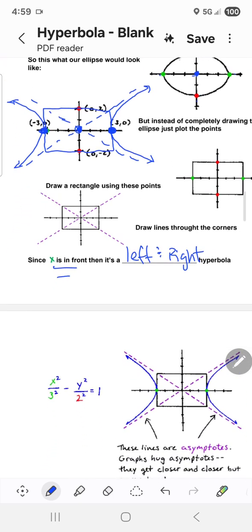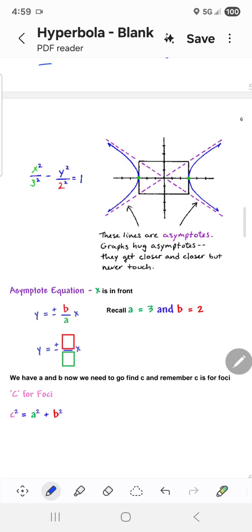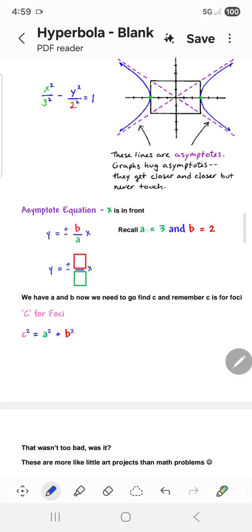One other thing is we want to talk about the equations of those asymptotes. These are asymptotes. Graphs hug asymptotes. They get really, really close, but they don't touch them. When x is in front, the equation for the asymptote is y equals plus or minus b over a. This is easy because a is 3 and b is 2, which means I have y equals a positive 2/3 x and y equals a negative 2/3 x.